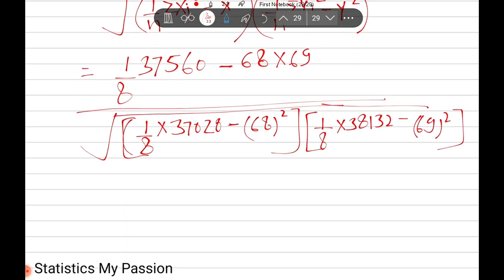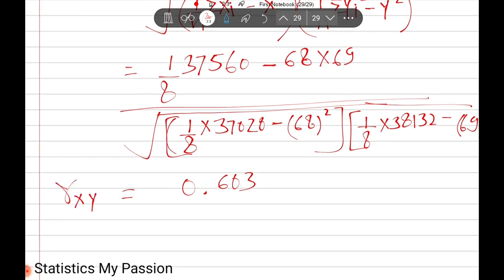Now after the calculation of these terms, the answer is 0.603. The final answer for the correlation coefficient is 0.603.